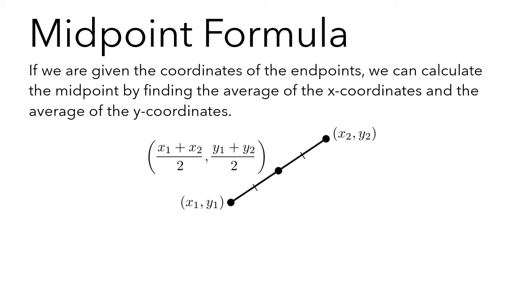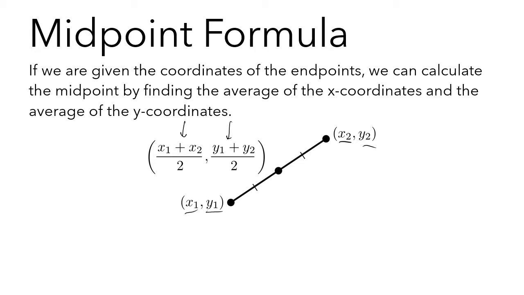If we're given the endpoints, we can calculate the midpoint by finding the average of the x's and the average of the y's. So remember, the average is when you add them and then divide by 2. So that's where we get this formula right here. x1 plus x2 divided by 2 and y1 plus y2 divided by 2.